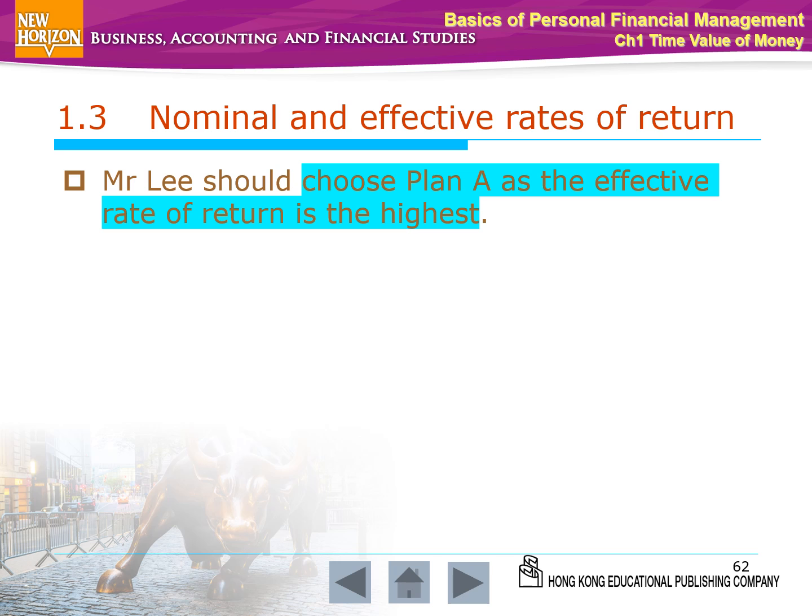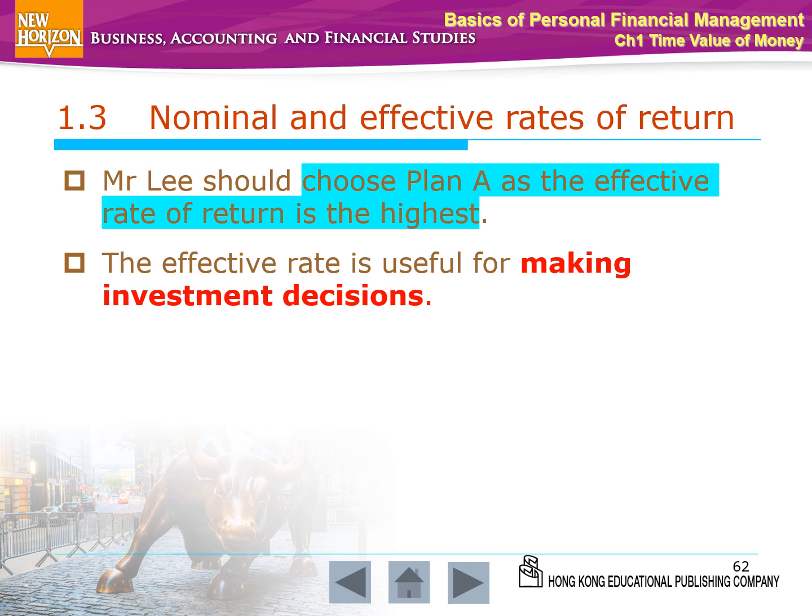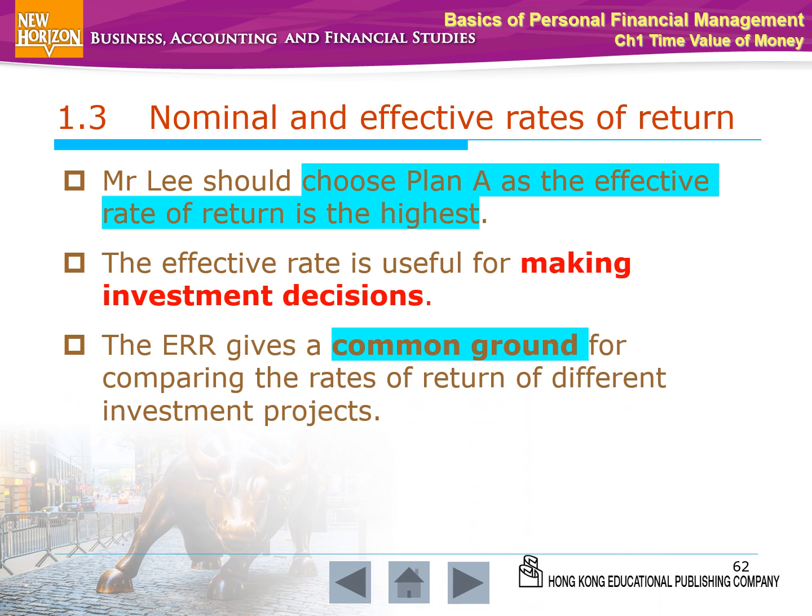We can conclude that Mr. Lee should choose plan A as the effective rate of return is the highest. The effective rate is useful in making investment decisions, just like plan A, plan B, and plan C, or bank A, bank B, and bank C, which offer different rates to blur your decision. The effective rate of return gives a common ground for comparing the rates of return of different investment projects. It's very useful for investors.